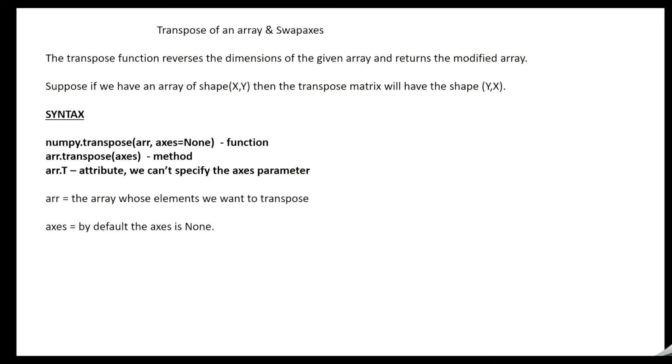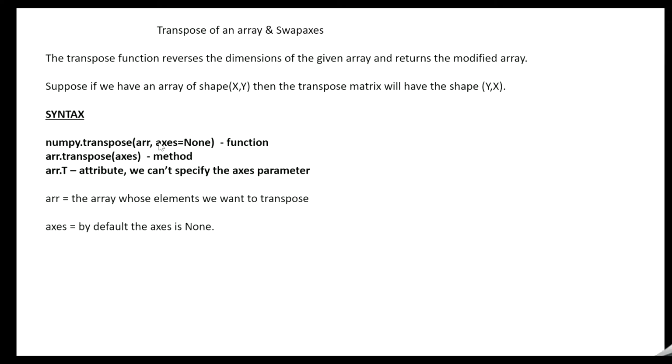So what does the transpose function do in NumPy? The transpose function reverses the dimensions of the given array and returns the modified array. Suppose we have an array of shape x comma y. It's a two-dimensional array and its shape is x comma y. Then the transpose function will reverse the array and the shape of the array will become y comma x. So it reverses the dimensions of the given array.